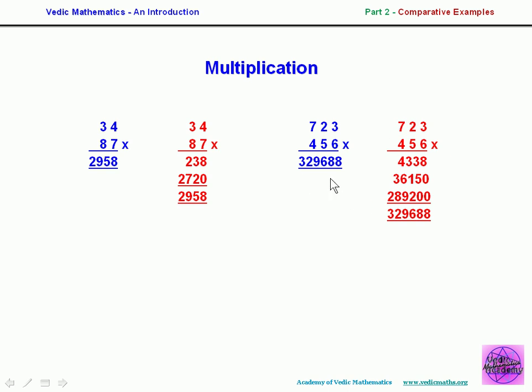So we get the answer in one line from left to right or from right to left using this simple pattern. It's also reversible so that we can do division. Given, for example, the number 2958 and the number 87, we could find out what the missing number is, which is division.